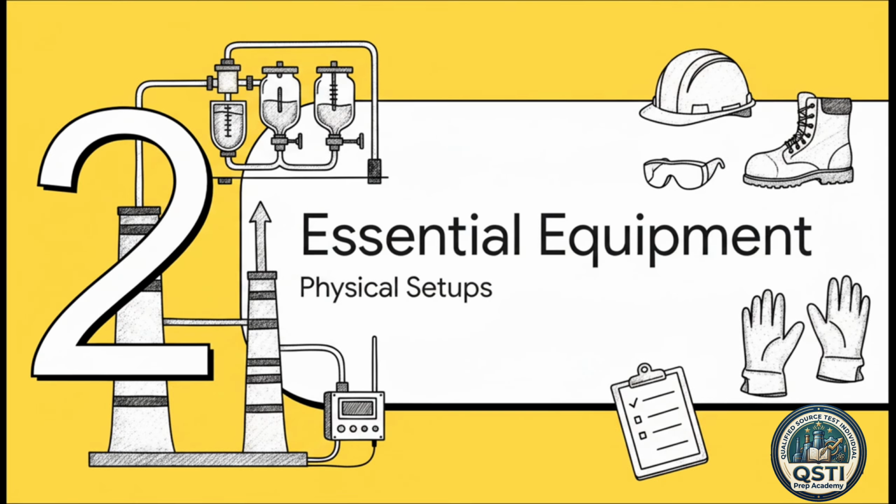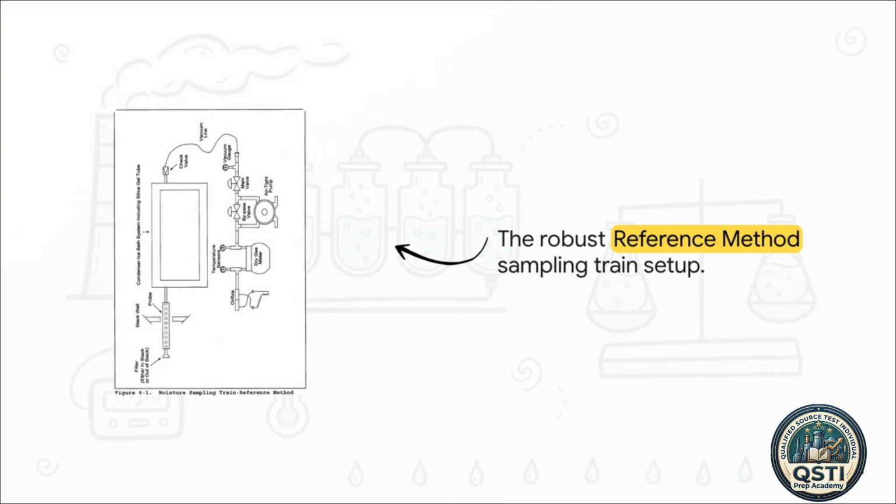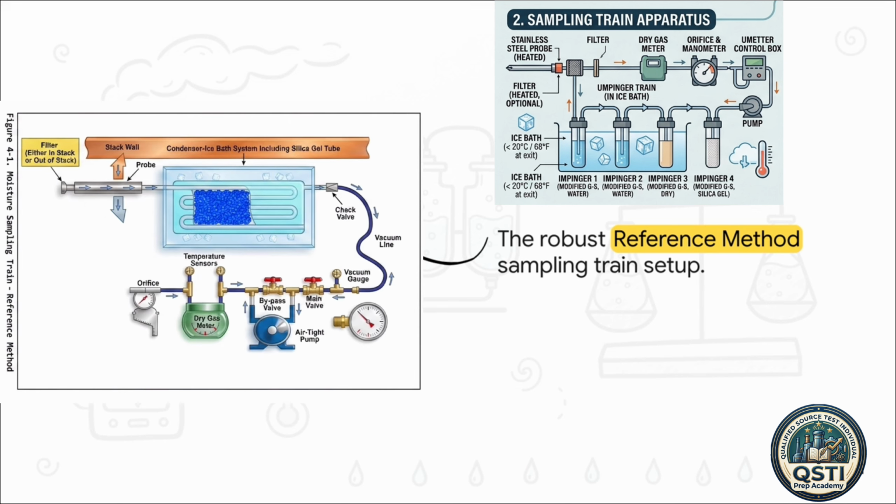Moving on to essential equipment and setup. Let's take a look at the physical gear you're actually going to be hauling out into the field. For the reference method train, it's a pretty robust, tightly controlled setup. You're going to need a heated probe, which you've got to keep right around 120 degrees Celsius so you don't get any premature condensation, plus a condenser sitting in an ice bath, and a super accurate metering system that can handle flow rates up to 0.0283 cubic meters per minute. That's 1.0 CFM for those keeping track.